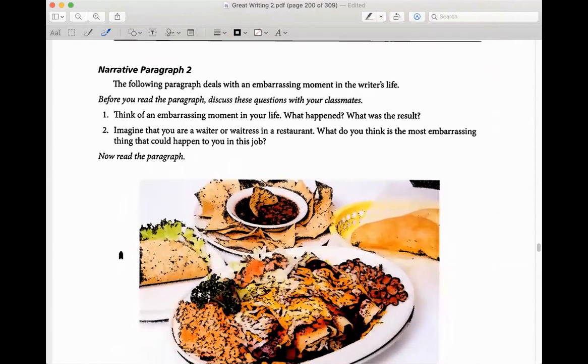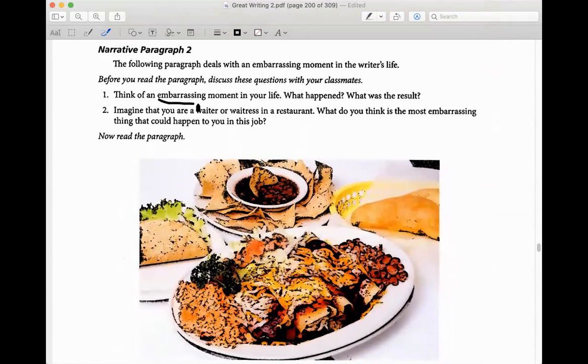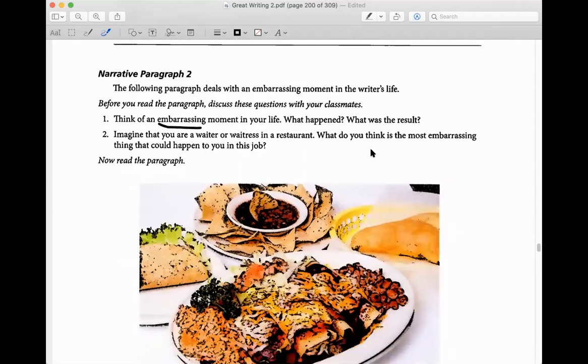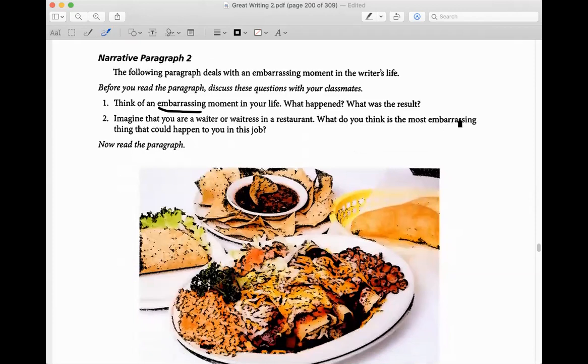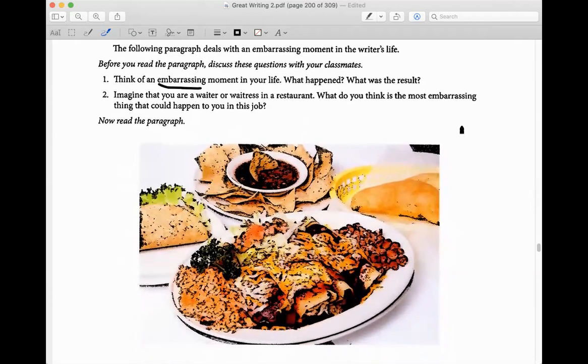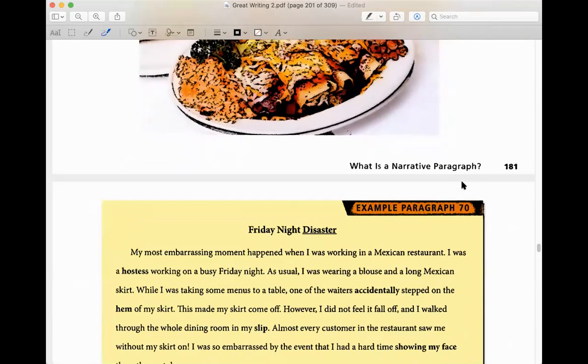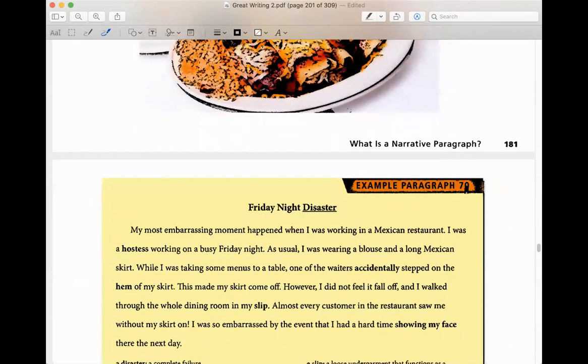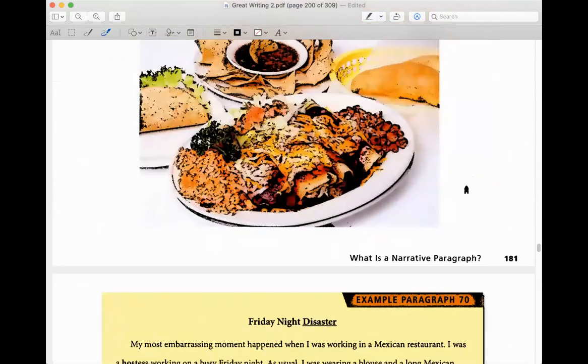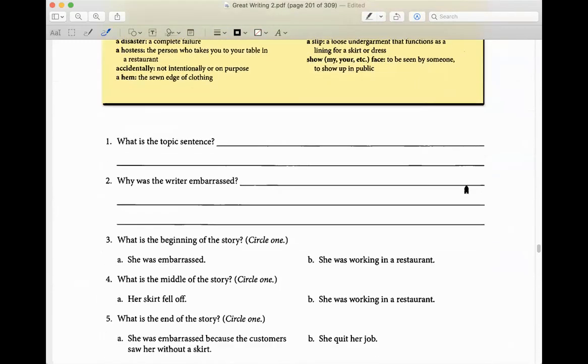Okay, then we have another one here about an embarrassing moment. So pay attention to these examples and the topics that they use so that you can begin to think about what kind of narrative paragraph you would like to write. What happened in your life experience is something you could write about. So we had a time when someone felt scared, and now we have a time when someone feels embarrassed. Okay, and we got food here. We can guess that it's going to be about something happening maybe in a restaurant, Mexican restaurant. Yes. Okay.